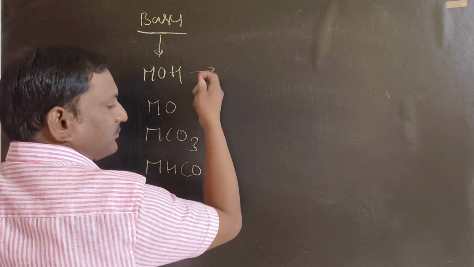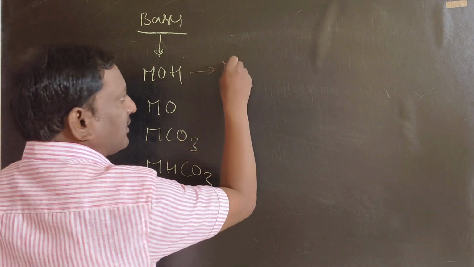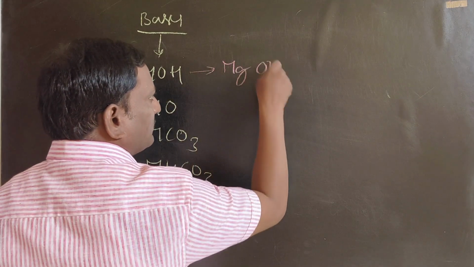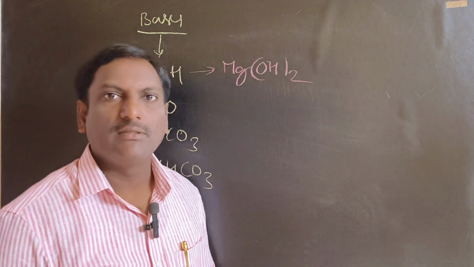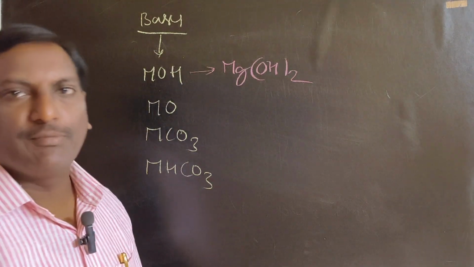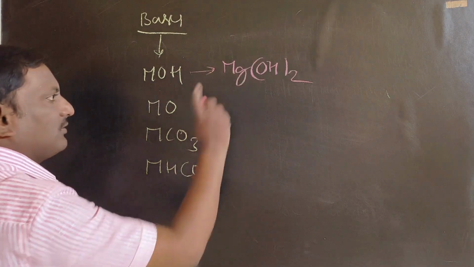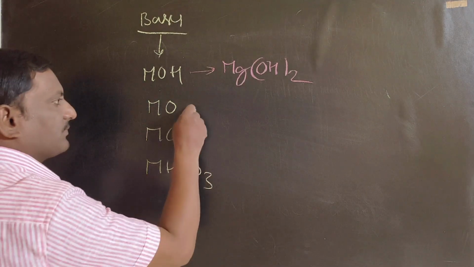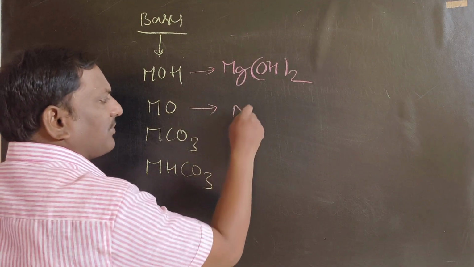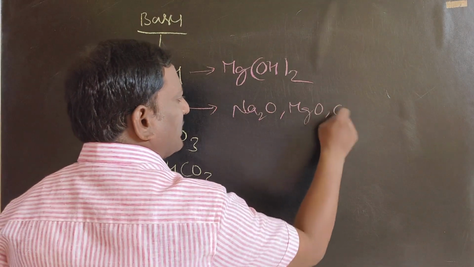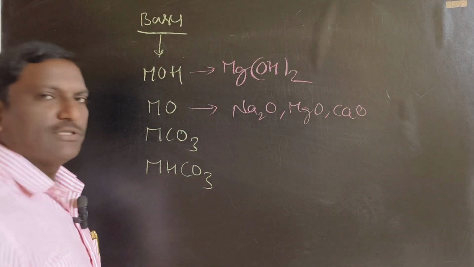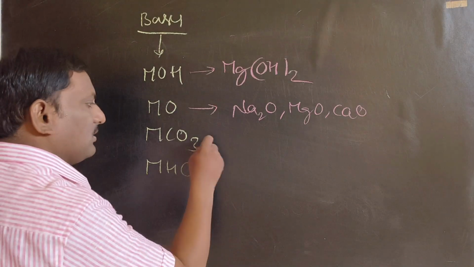Metal hydroxide examples: magnesium hydroxide, potassium hydroxide, calcium hydroxide, aluminum hydroxide, these are generally bases. Metal oxides: sodium oxide, magnesium oxide, calcium oxide, generally these are basic in nature.